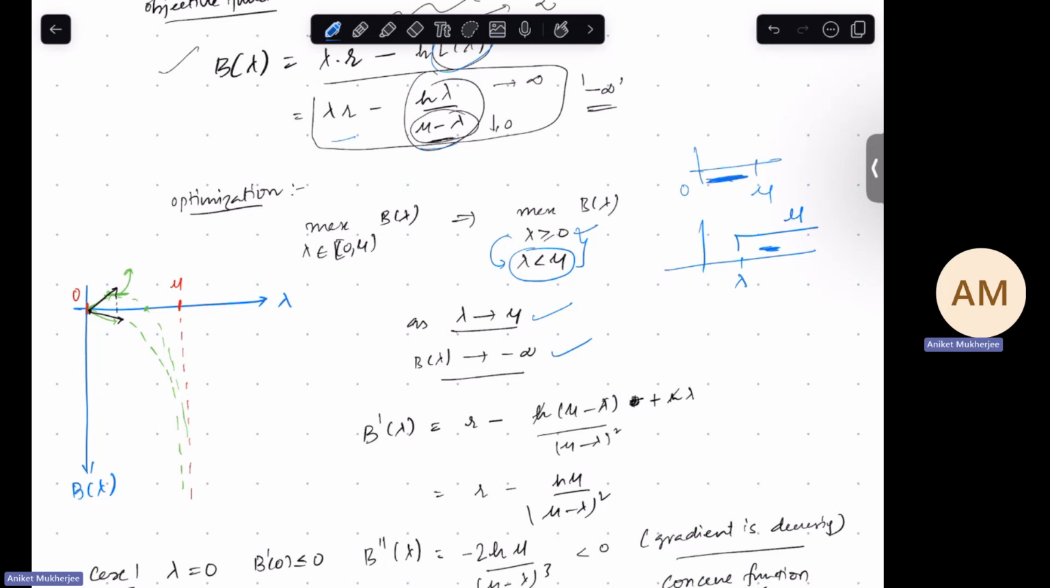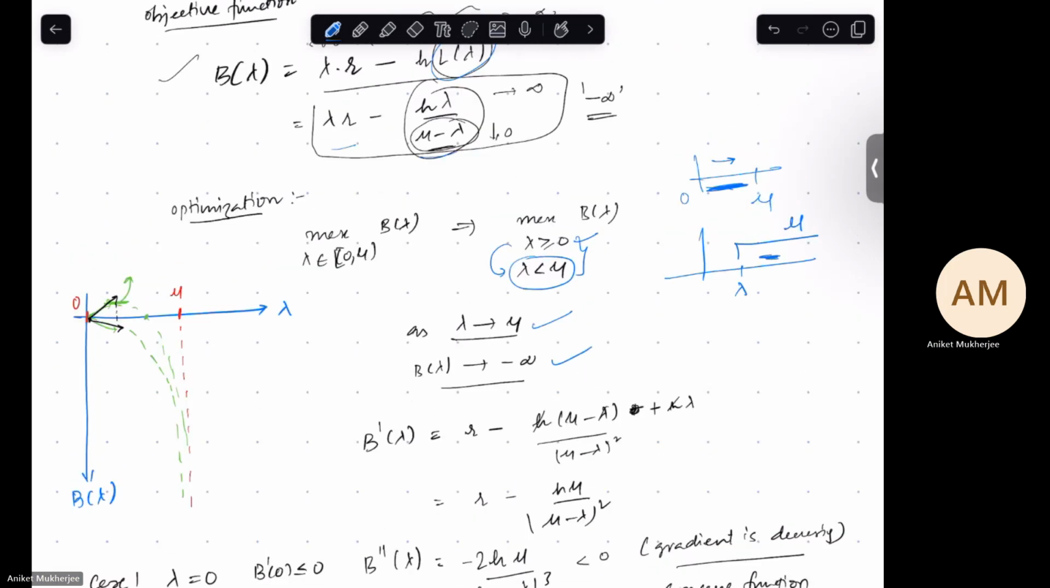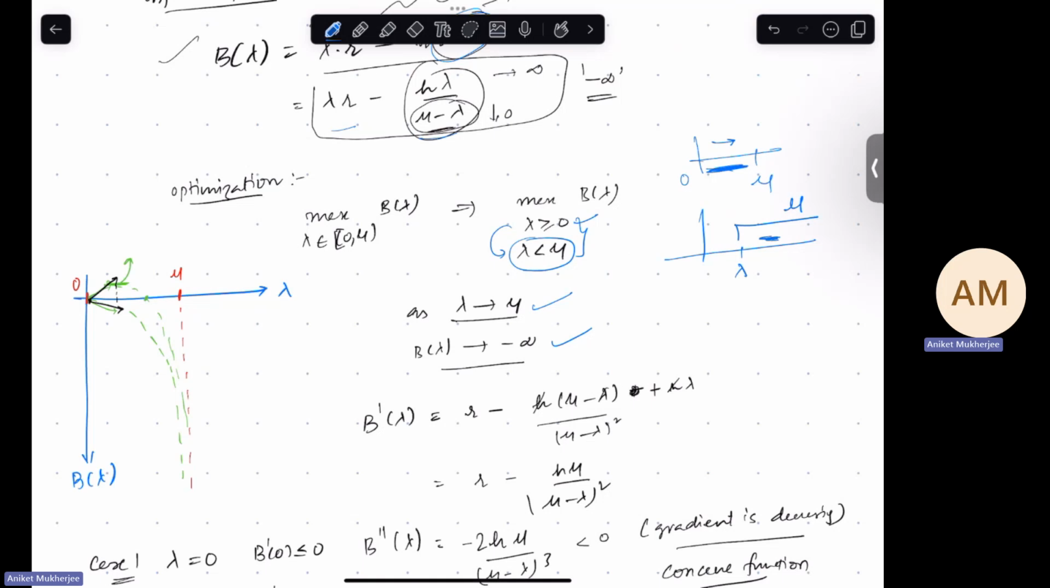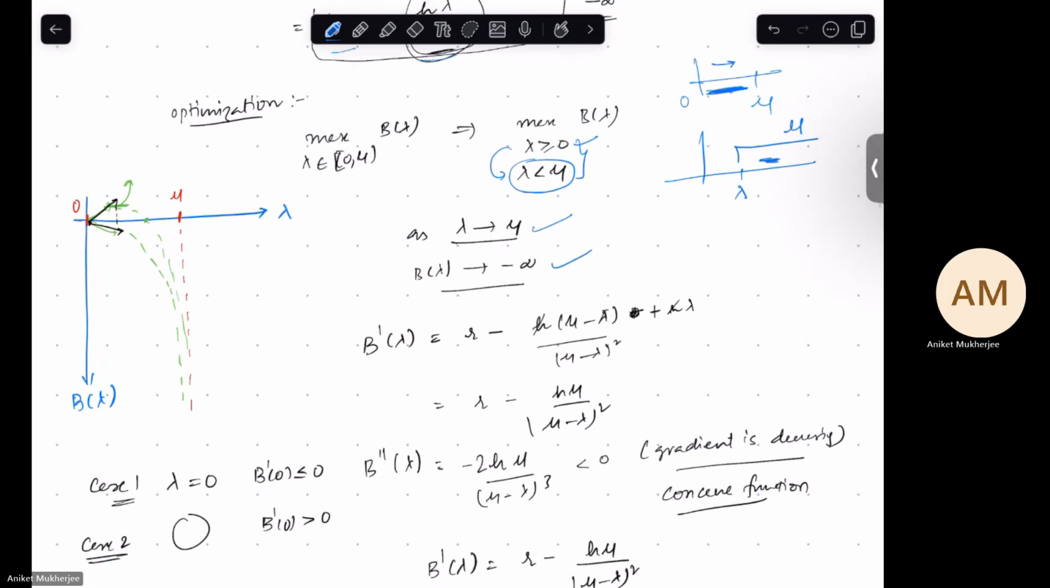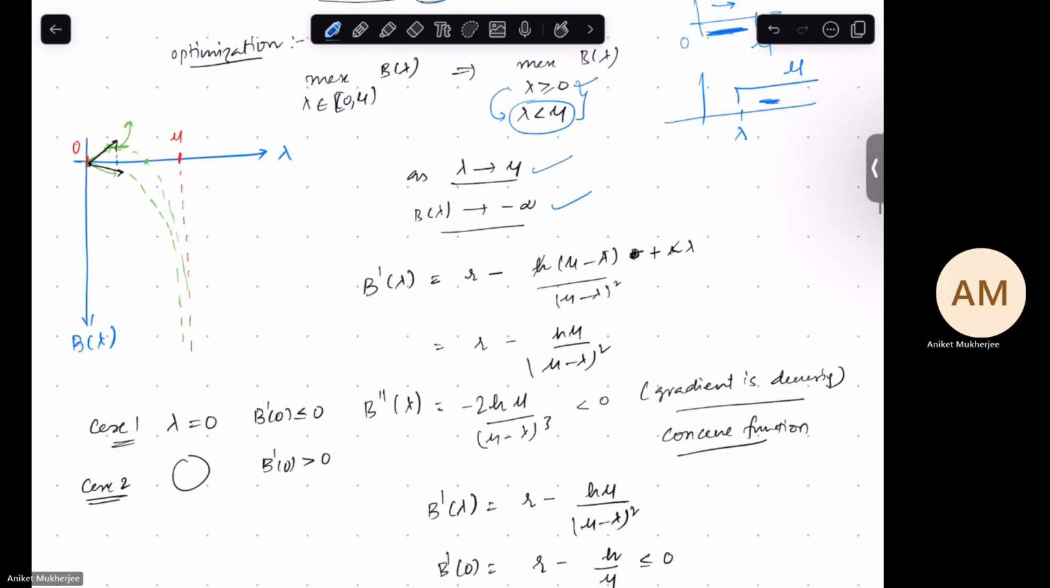The closer you go to mu, it becomes minus infinity. Now, what happens is you could come up with a condition where, yeah, you need to be really careful here because there are two cases. One case is where as you keep on increasing lambda, you see that B lambda doesn't even cross the positive. It's always negative, right? And in the other case, it goes positive and then it comes back to negative, right?